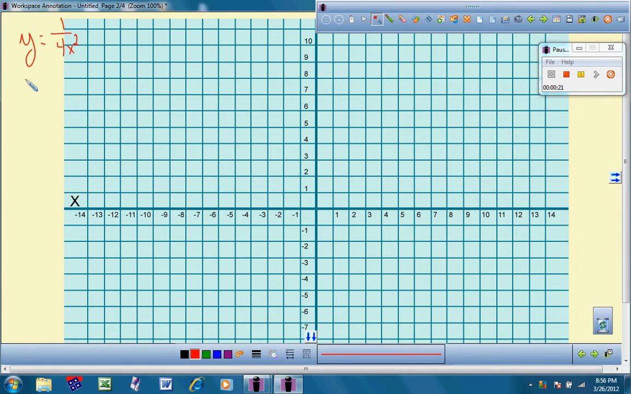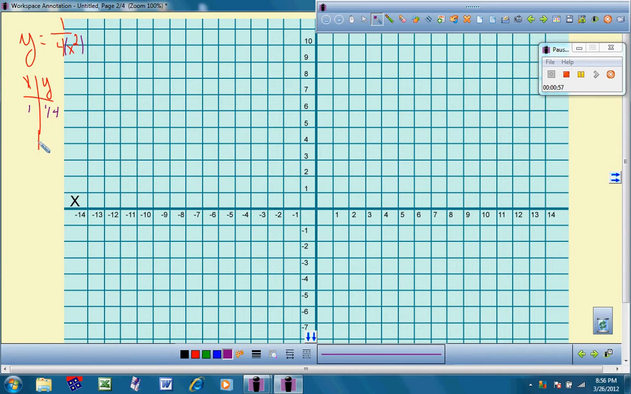Alright, so we're just going to go ahead and set up an xy table. And we're going to choose values that are going to make it easy to graph. Just keep in mind that we are squaring the x here, so whatever value you choose for x, just make sure you square it. I'm going to start with 1. 1 squared is 1, 4 times 1 is 4, therefore when x is 1, y is 1/4.